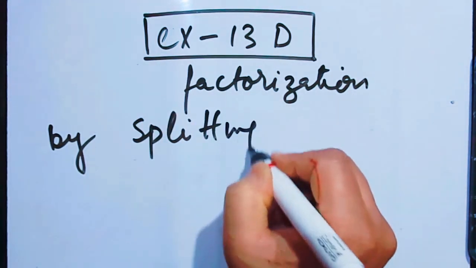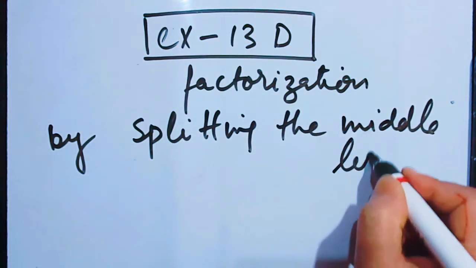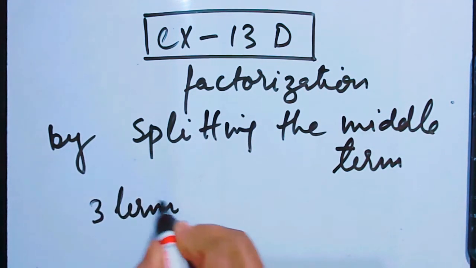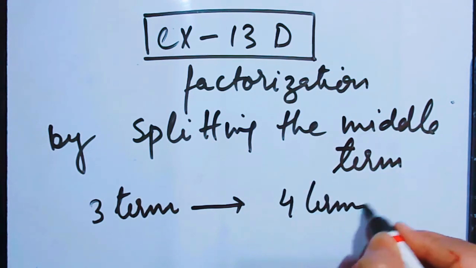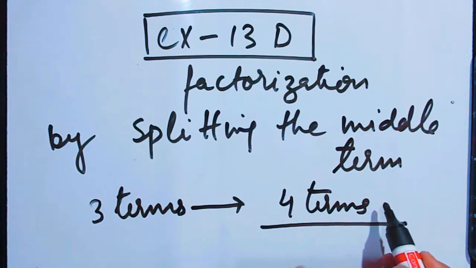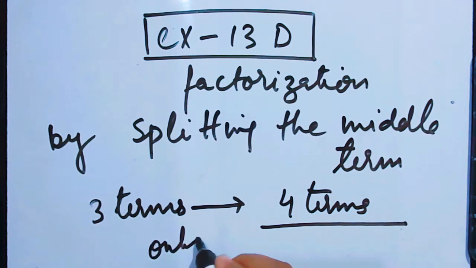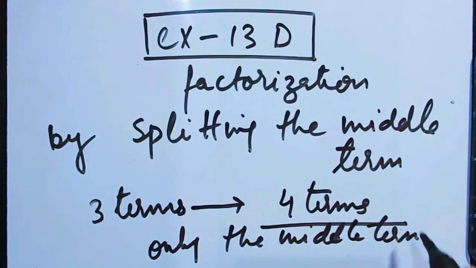Splitting the middle term. This means they will give you only 3 terms and you will be asked to convert them into 4 terms and then group it. So these 3 terms should be converted to 4 terms. Okay, and which one should be broken? Only the middle term should be broken. Only the middle term. Let us see how.